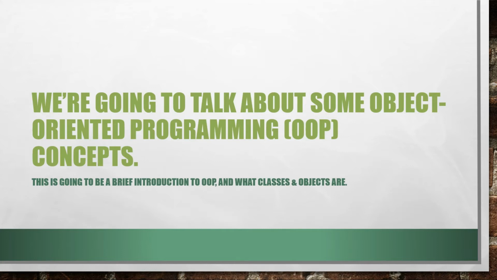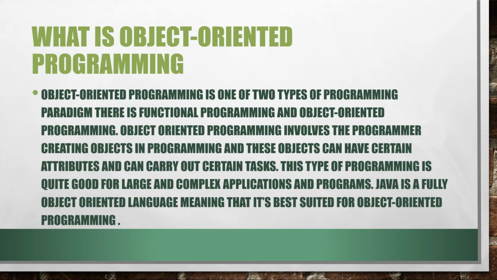So let's get started. What is object-oriented programming? Object-oriented programming is one of two types of programming paradigm. There is functional programming and object-oriented programming. Object-oriented programming involves the programmer creating objects in programming, and these objects can have certain attributes and can carry out certain tasks. This type of programming is quite good for large and complex applications and programs. Java is a fully object-oriented language, meaning that it's best suited for object-oriented programming.